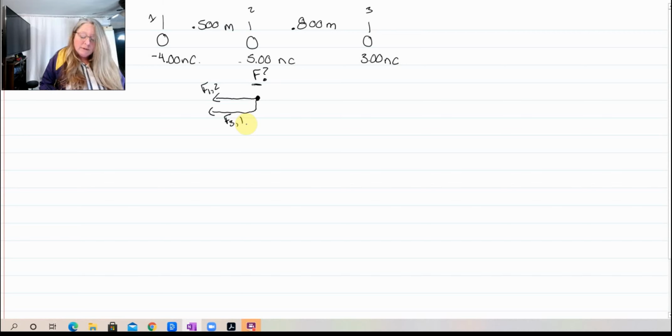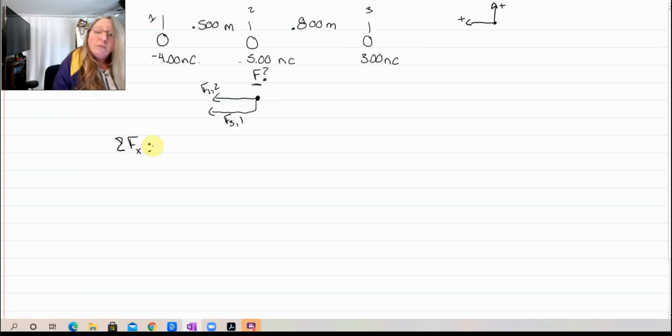Cool. Now, to make my life easier, I'm going to define my axes. I'm going to define my axes this way, that up and to the left is positive. That way I don't have to deal with negative signs. I like it that way. Now let's do my sum of forces. So my sum of forces in the x, there's nothing in the y, is going to be force 1 on 2 plus force 3 on 2. And that's going to give me my net force electric charge.